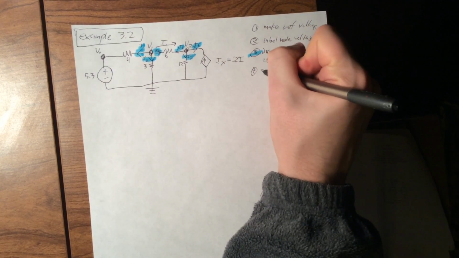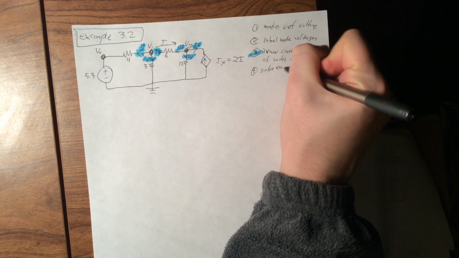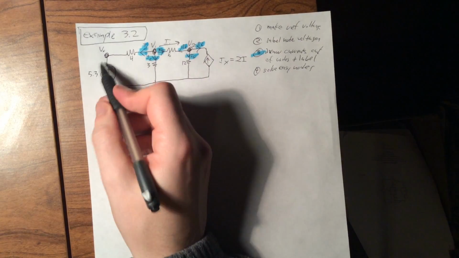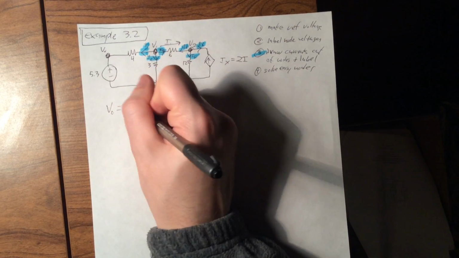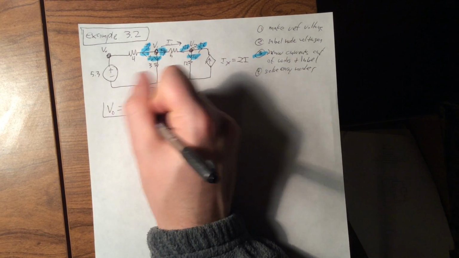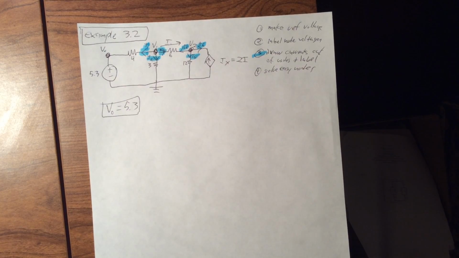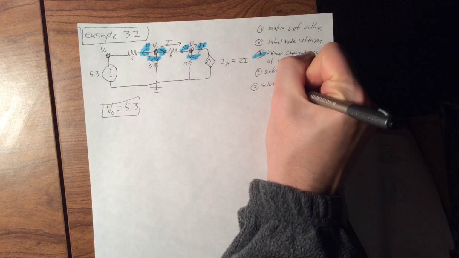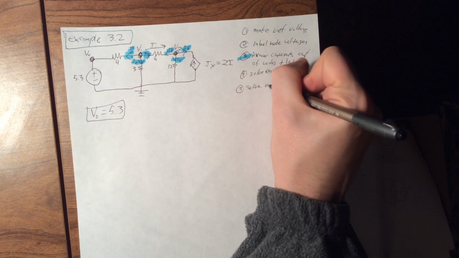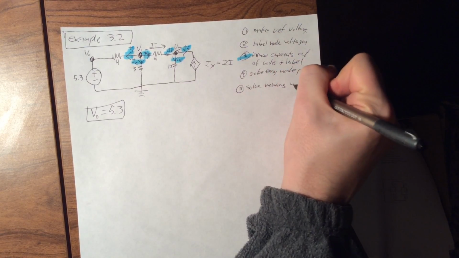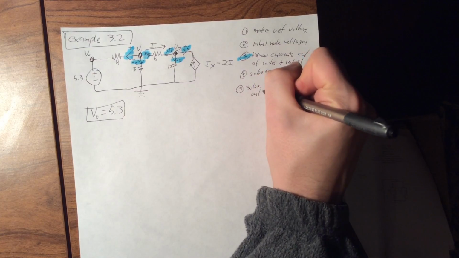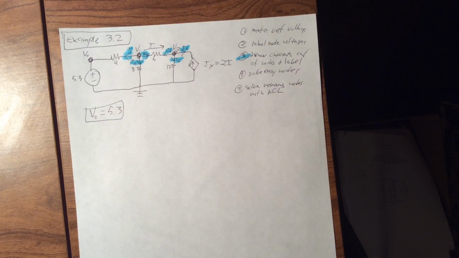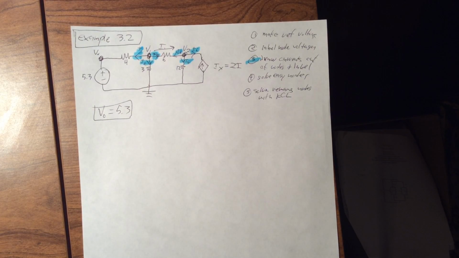4, solve easy nodes. Do we have any easy nodes? Yes, we do. V0. V0 equals 5.3. Boom. Done. Got that one out of the way. Now, what are we going to do? 5. Solve remaining nodes with KCL. All right, so let's start at our remaining nodes. What do we got here for this first one?